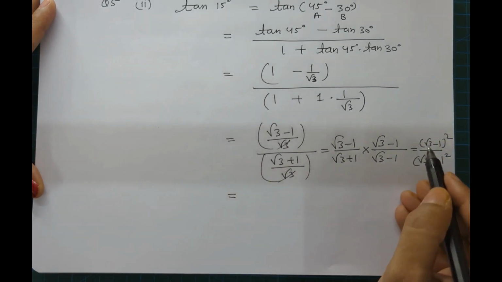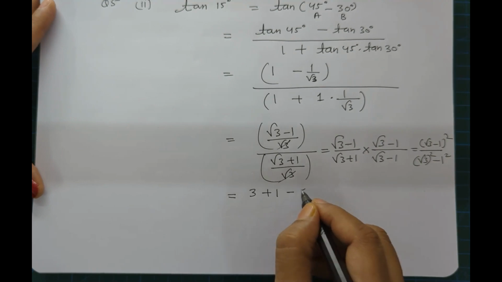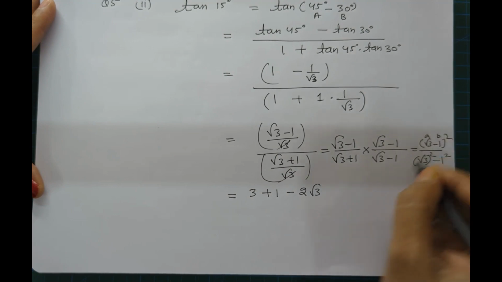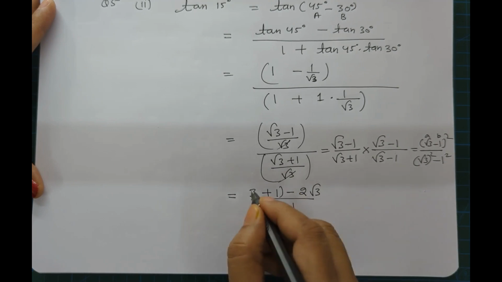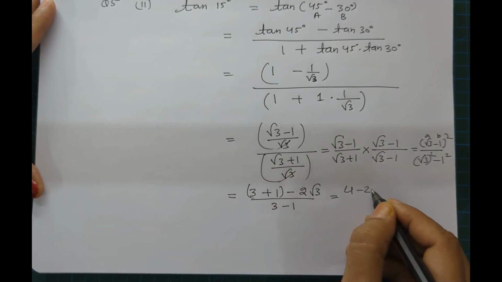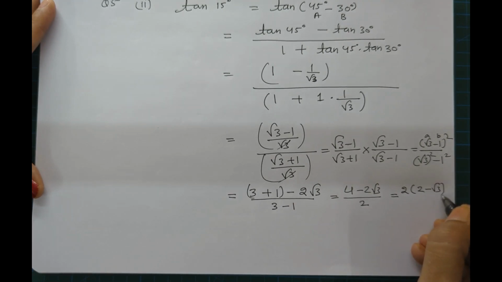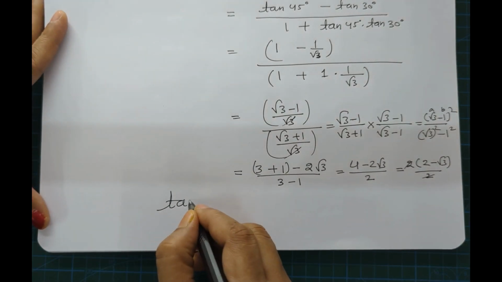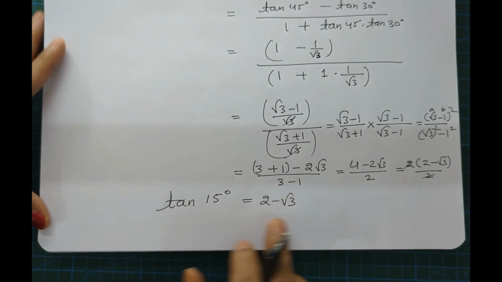So numerator is a minus b whole square. So a square plus b square minus twice of a into b. So a was root 3 and b was plus 1. On expansion we get like this. Denominator root 3 square is 3, 1 square is 1. Now putting like terms together we get here 4 minus 2 root 3 upon 2. Highest common factor of numerator is a 2. What goes in the bracket is 2 minus root 3 upon 2. We can cancel this. So finally tan 15 has a formula in form of an expression. It is a binomial, that is 2 minus root 3. Tan 15 is 2 minus root 3.